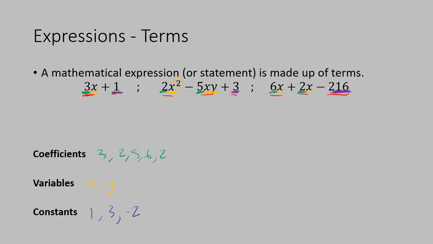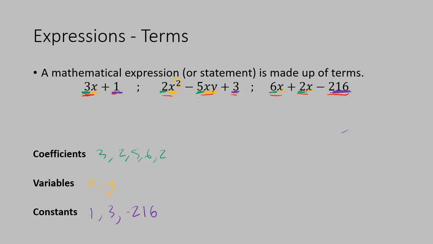So any expression could be made up of any number of terms, and those terms will be variables and coefficients, or just variables. Sometimes it's implied: if you saw an expression like x plus 2, there is a coefficient for that x. It's just 1. We usually don't write it. You never see 1x plus 2. You just see x plus 2. So an expression has any number of terms, and those terms can consist of coefficients and variables and just constants.